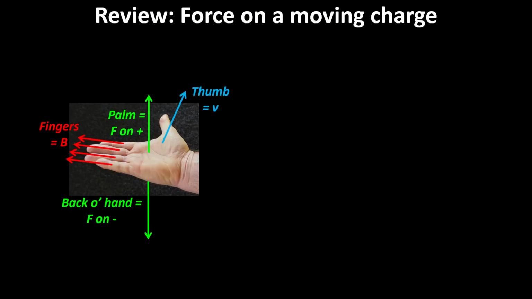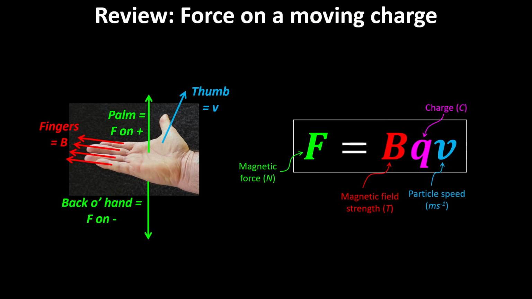If you've got a charge moving through a magnetic field, two things we need to be concerned with: the direction of the force, which we can find using the right-hand rule, where your fingers point in the direction of the magnetic field, your thumb is the direction the particle is moving, and the direction your palm faces is the force on a positive charge, and the back of your hand is the direction of the force on a negative charge. And we can find the size of the force using the formula F equals BQV. So we're going to be using those as we go through this presentation.